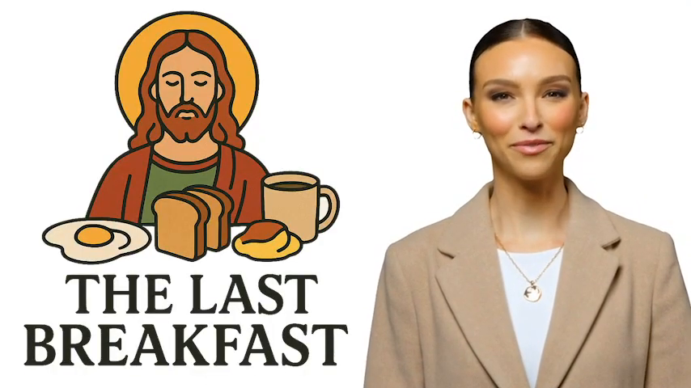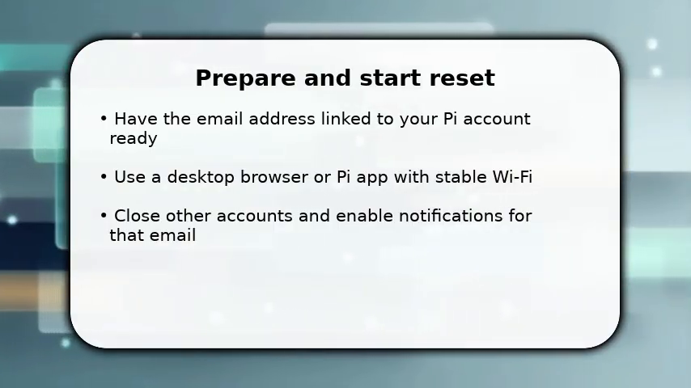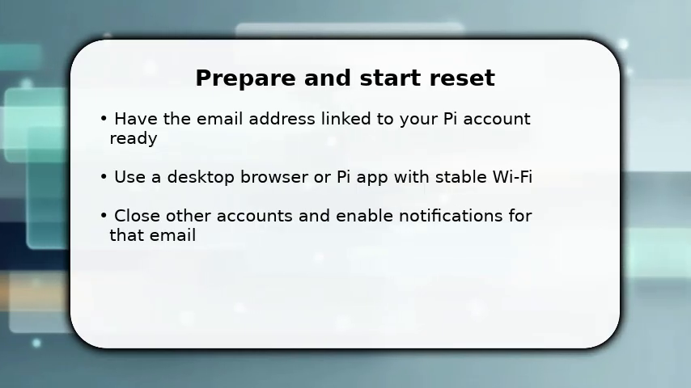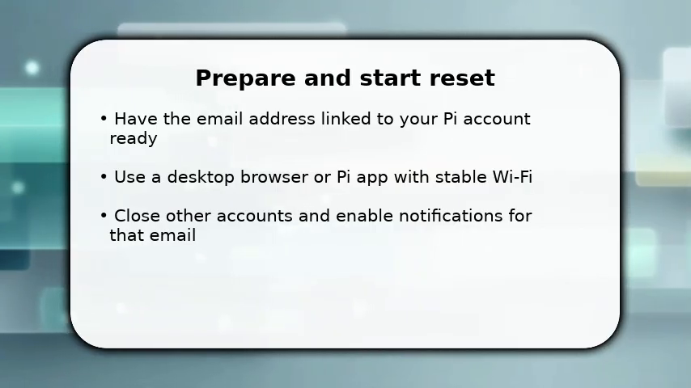You begin by confirming the exact email tied to your Pi account. This is critical because the email is the only recovery path. Once confirmed, open the Pi app or the web portal and go straight to Settings or Sign In. Make sure you're on a secure network and that you can receive email immediately.